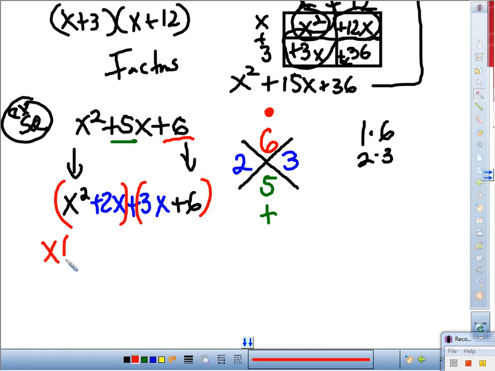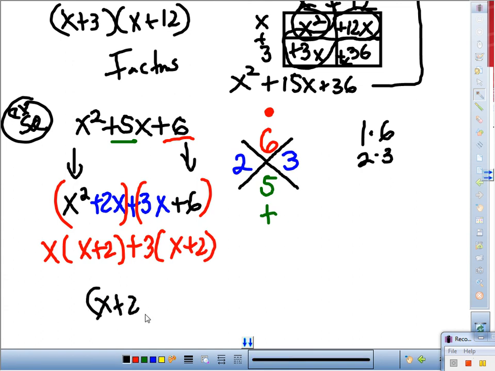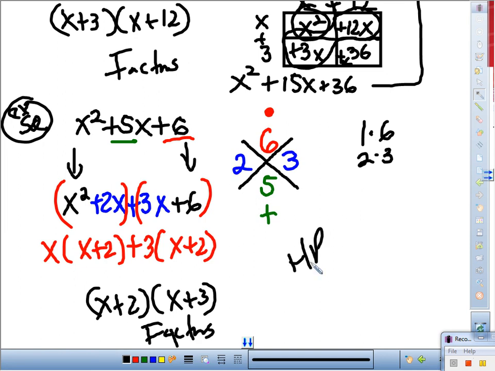GCF here is x. We're left with x plus 2. GCF here is 3. We're left with x plus 2. My factors are x plus 2 times x plus 3. These are my factors. Do we know how to check? Using what? Area model.